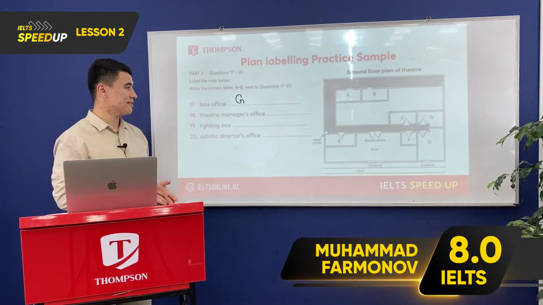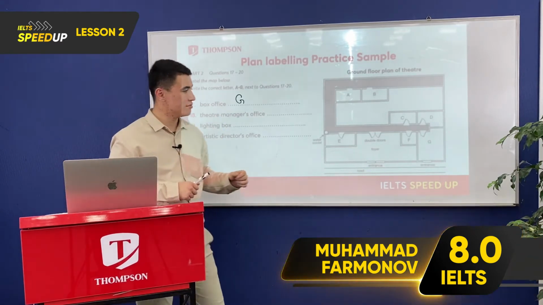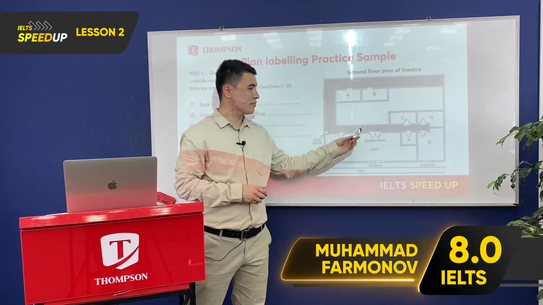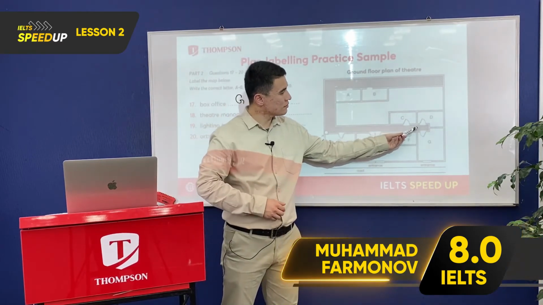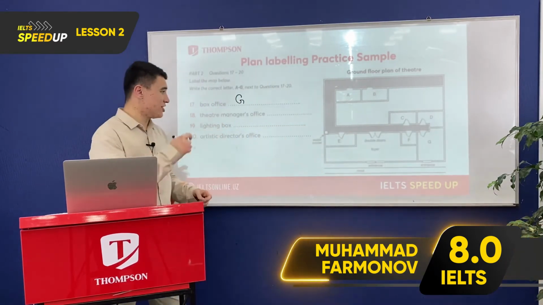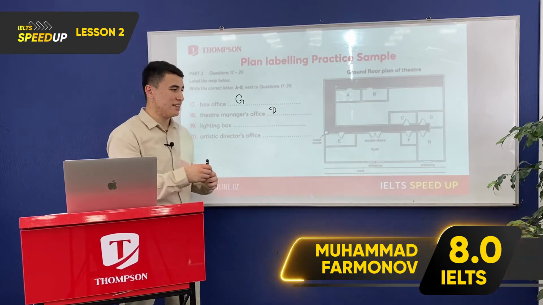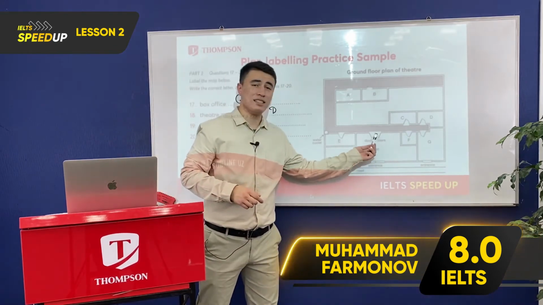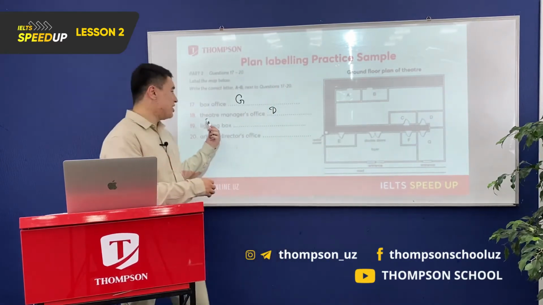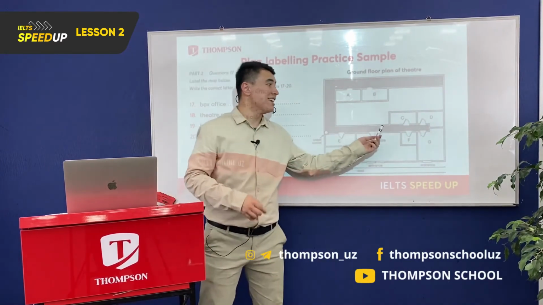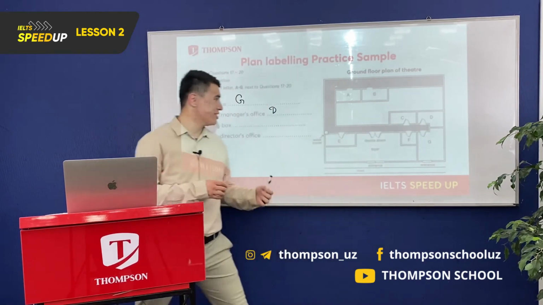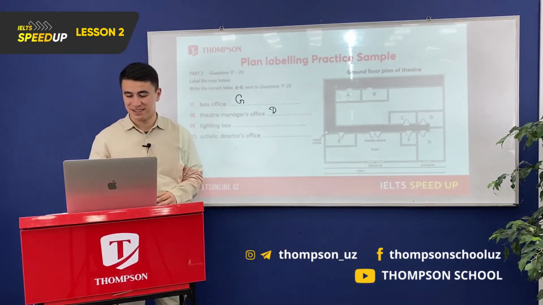For the theatre manager's office, you go across the foyer and through the double doors. Turn right, and it's the room at the end of the corridor, with the door on the left. So the answer is going to be D. You go through the double doors, turn right, and the theater manager's office is at the end of the corridor with the door on the left. So the answer is D.